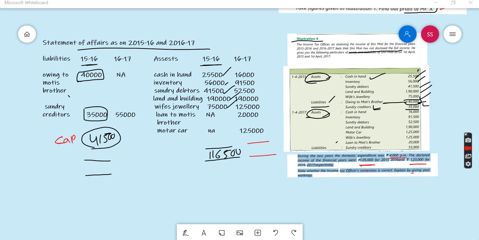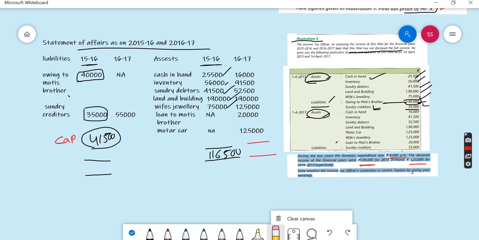So this is the continuation. We completed illustration 1 and 2, and 3 we'll do later. Now we're going to start with the 4. So let's read the question.